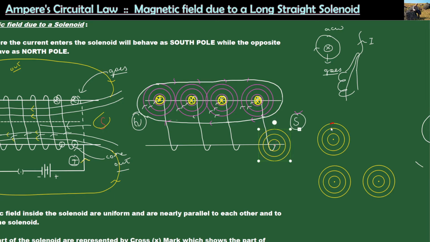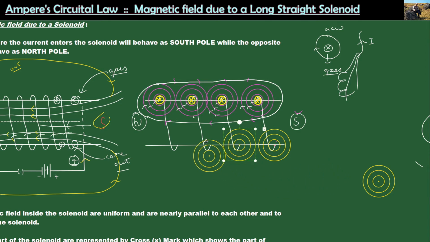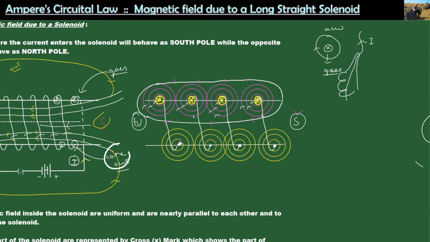This also will be the direction of the current where it comes out. This is the point where it comes out, and this will also be the direction where it comes out. Since this is the point where the current comes out, we have to represent it by a dot. This also comes out, therefore we represent it by a dot.